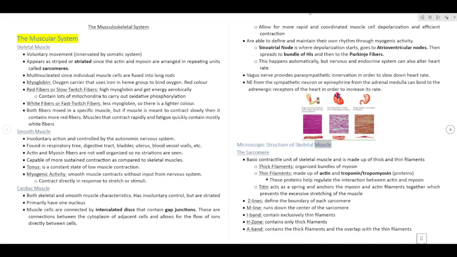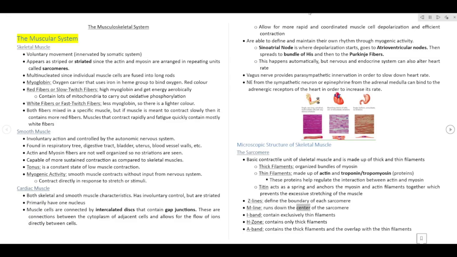Microscopic structure of skeletal muscle. The sarcomere is the basic contractile unit of skeletal muscle and is made up of thick and thin filaments. Thick filaments are organized bundles of myosin. Thin filaments are made up of actin and the troponin and tropomyosin proteins. These proteins help regulate the interaction between actin and myosin. Titin acts as a spring and anchors the myosin and actin filaments together, which prevents excessive stretching of the muscle. Z-lines define the boundary of each sarcomere.